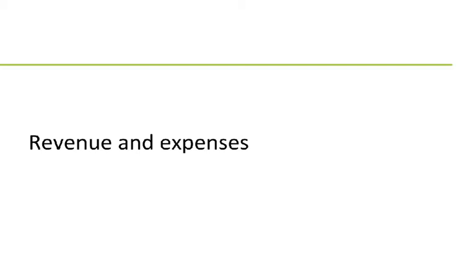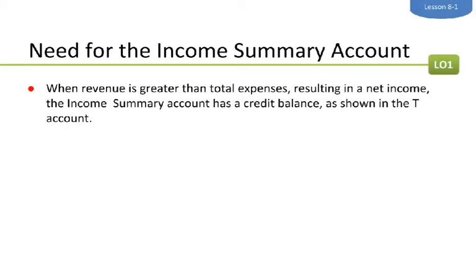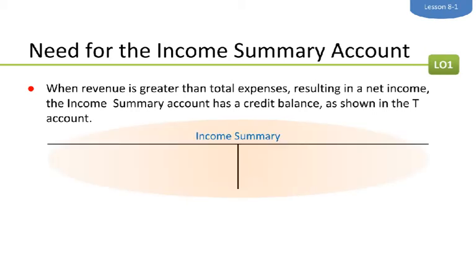So, just as I stated on the slide before, the income summary account doesn't have a normal balance side. So when revenue is greater than total expenses, resulting in a net income, the income summary would have what kind of a balance? It would have a credit balance because income is a credit balance. And I'm going to show this using a T account. So there's total expenses. Expenses are always a debit. Credit. Of course, if it's net income, you're going to have to credit it to zero it out.